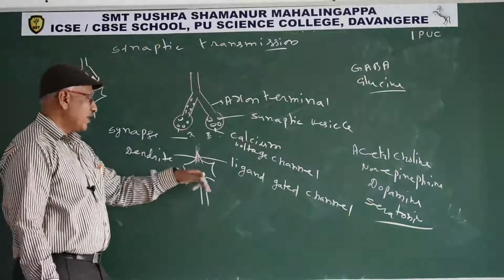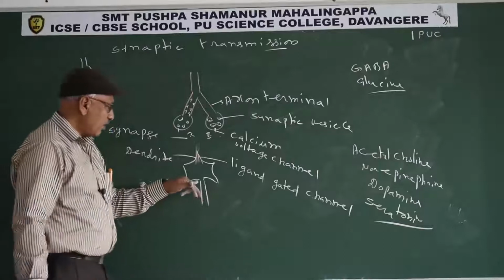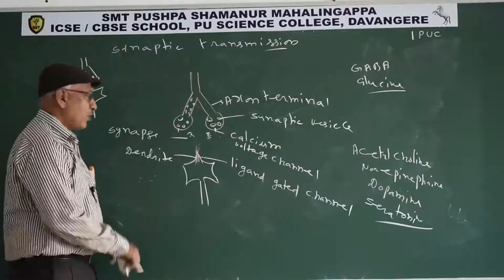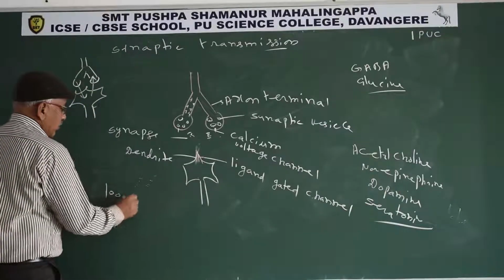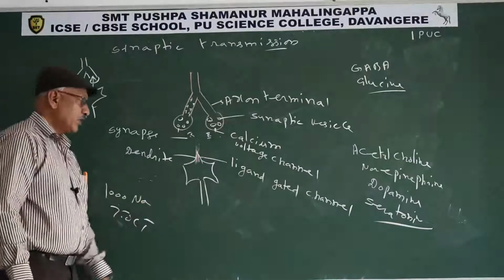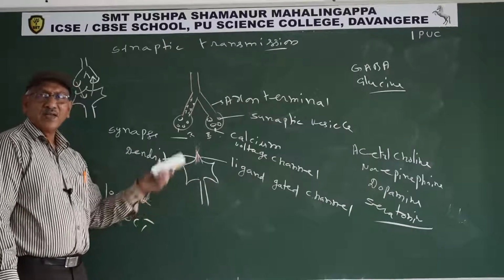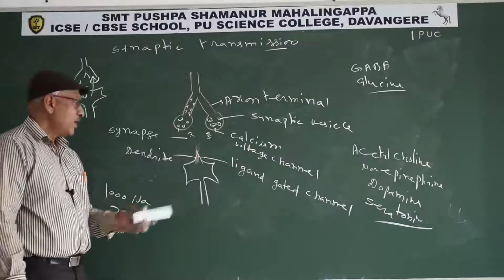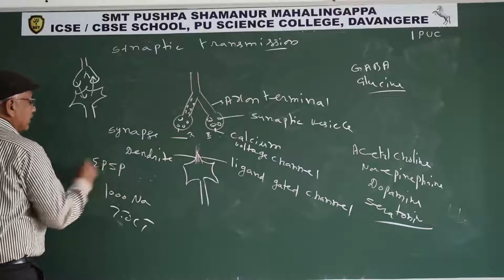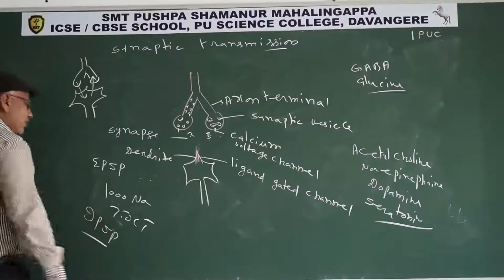Summation of ions, addition of ions, occurs at the axon hillock. What is the axon hillock? The part of the cyton from which the axon arises is known as the axon hillock. For example, 1000 sodium ions and 750 chloride ions. So positive charge is more. At that time the postsynaptic neuron is depolarized and carries the information to the successive neuron. Sodium ions are known as excitatory postsynaptic potentials. Chloride ions are known as inhibitory postsynaptic potentials.